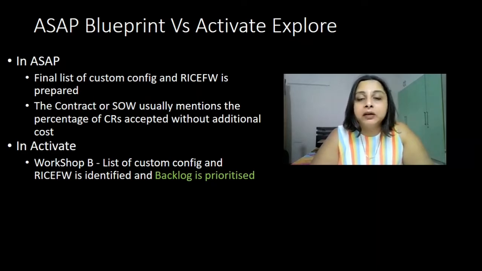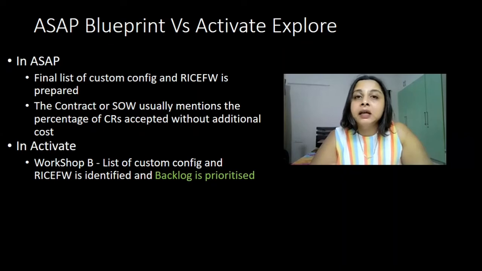So, the implementation partner used to come up with a clause in their contract or SOW that they will entertain only a certain percentage of CRs, which was beneficial to the implementation partner. At the same time, it used to hamper the customers' ability to leverage the full potential of the functionalities which SAP would have delivered to them, and it used to come at additional cost later on to the customer.